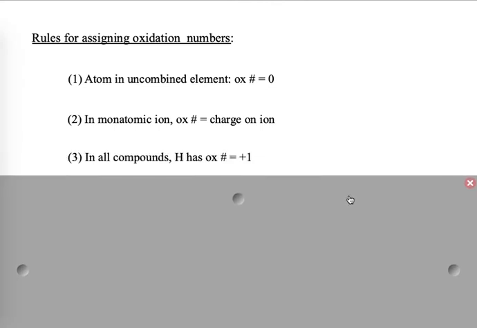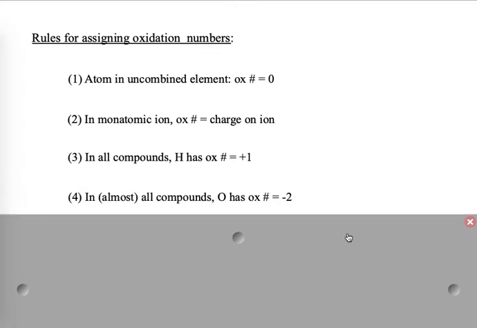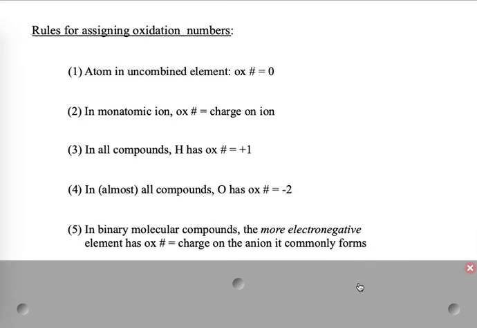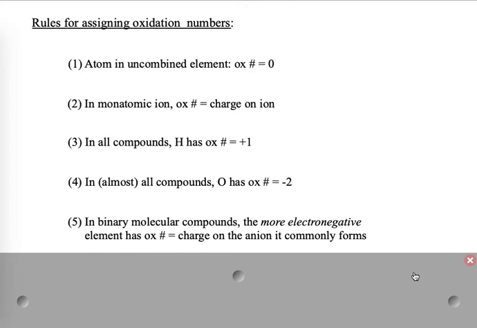In all compounds, hydrogen has an oxidation number of +1. In nearly all compounds, oxygen has an oxidation number of -2. There are relatively few exceptions. If there is an exception, I'll tell you. In binary molecular compounds, the more electronegative element has an oxidation number equal to the charge on the anion it commonly forms. It's not an anion because it's a molecular compound, but we're kind of pretending it's an anion.